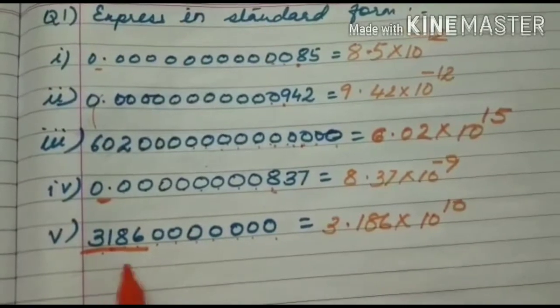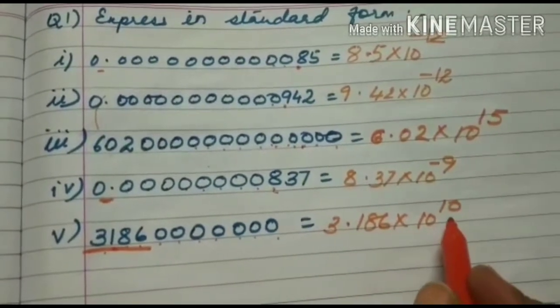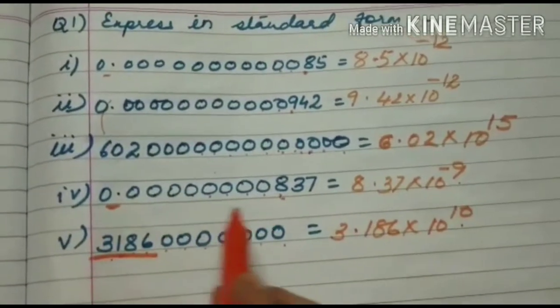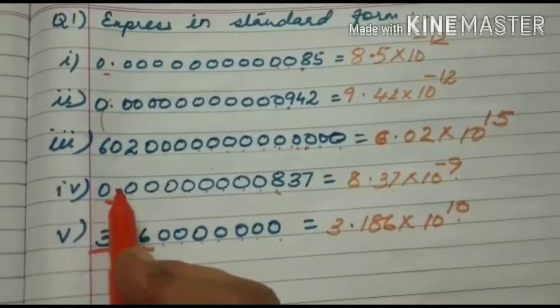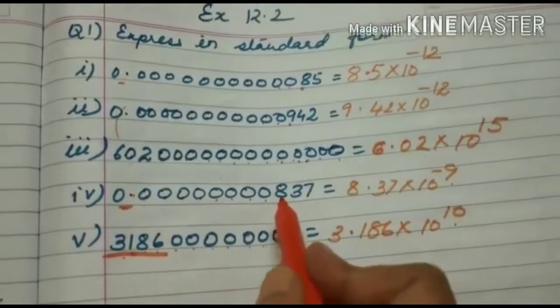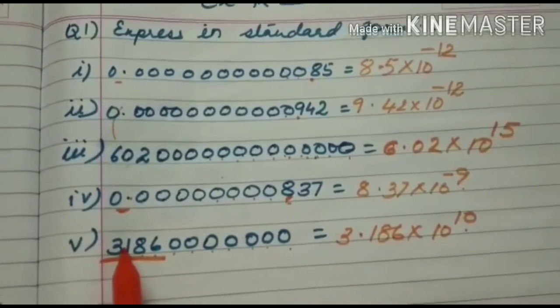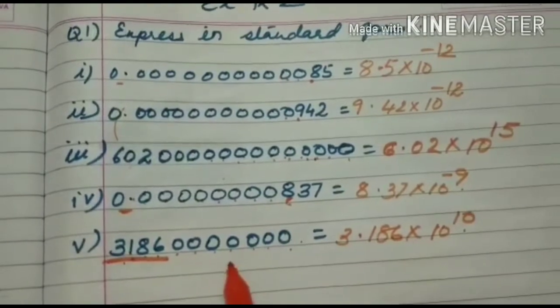So in large numbers we'll write positive power and in small numbers we'll write negative power. In small numbers we'll start counting after the decimal point till the first digit. In large numbers, we'll start counting after the first digit till the last digit.